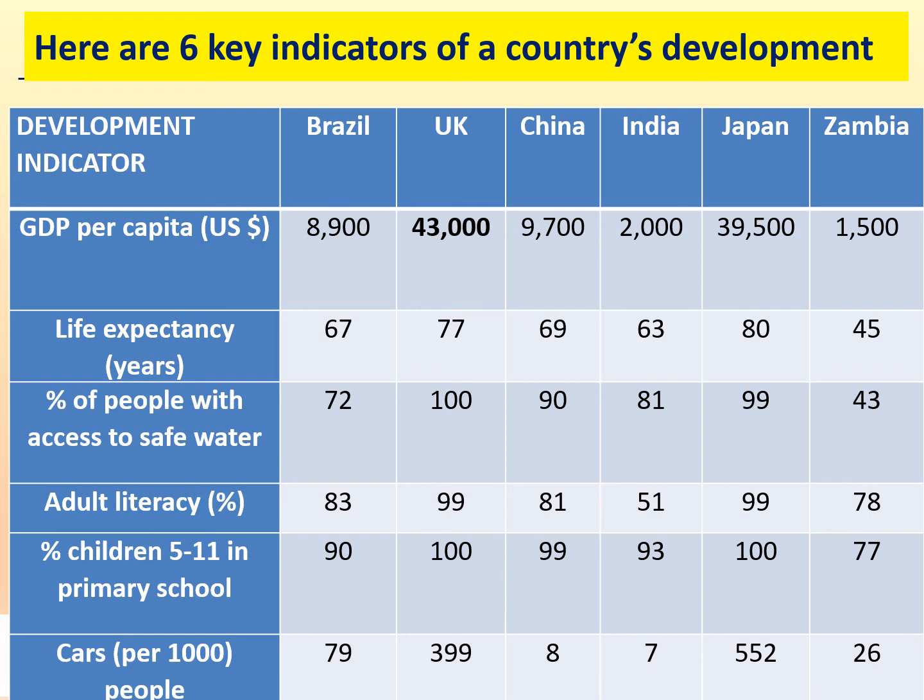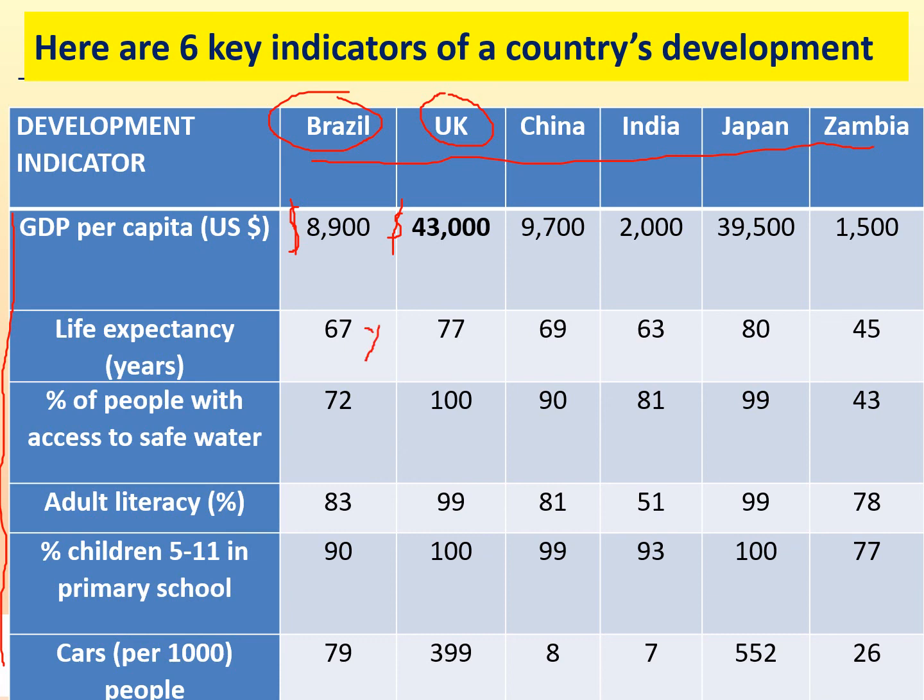Please do not copy this table. Here are 6 key indicators of a country's development. And on this table, we have 6 countries and we have 6 development indicators. And we're going to focus on just Brazil and the UK for our example. So GDP per capita is in dollars. And Brazil is $8,900 per capita and the UK is $43,000 per capita.